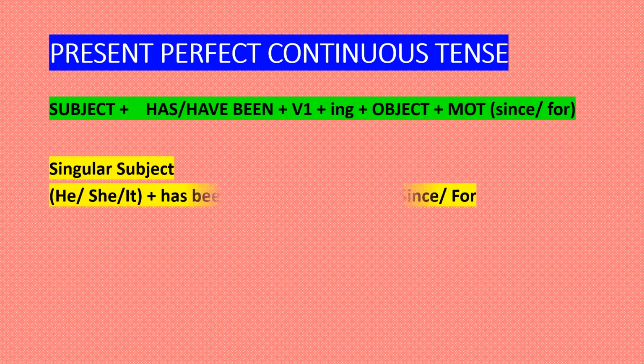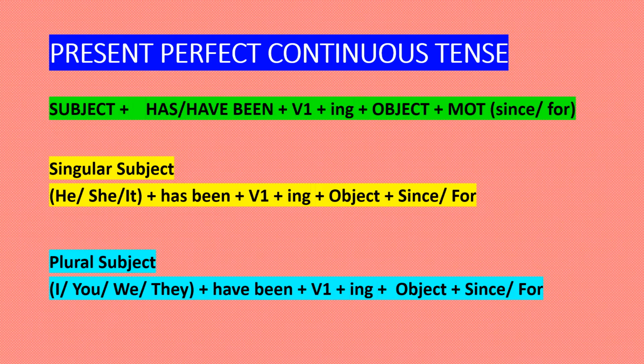So moving on to the present perfect continuous tense. The present perfect continuous tense shows that something started in the past and is continuing at the present time. The formula will be subject with has or have been, depending on the subject, with the V1 plus ing and the object, and the marker, which is either since or for.